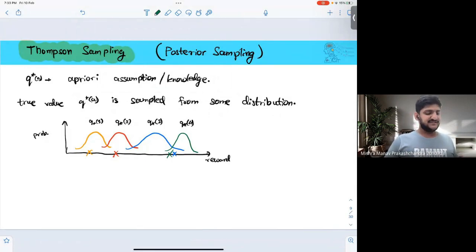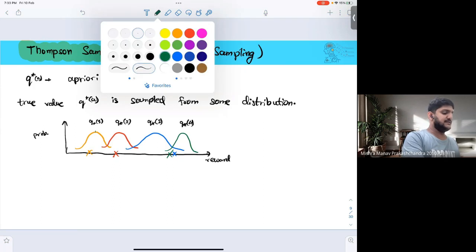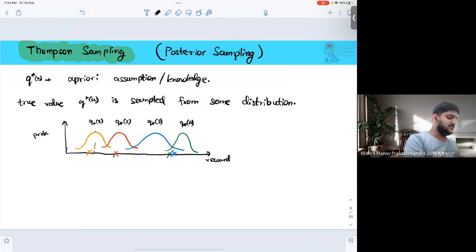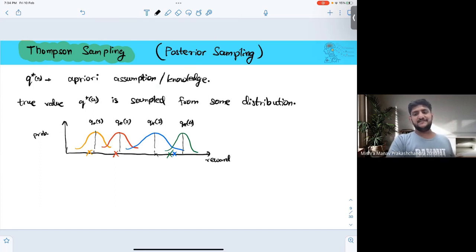Now what I do is I actually look at the true mean value. How do you look at the true mean value? Because I know the distribution, right? So I can get the corresponding mean. So if I look at their mean value, based on this mean value, is there any difference?